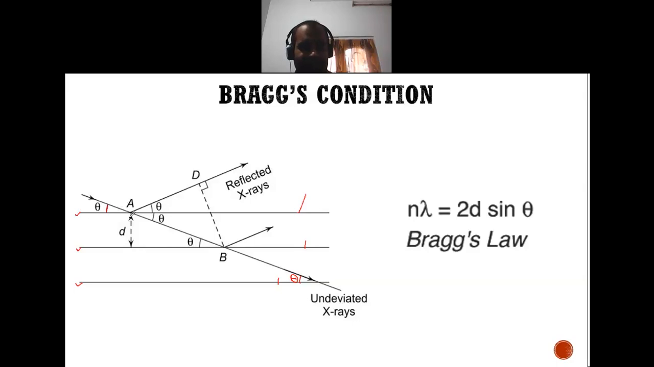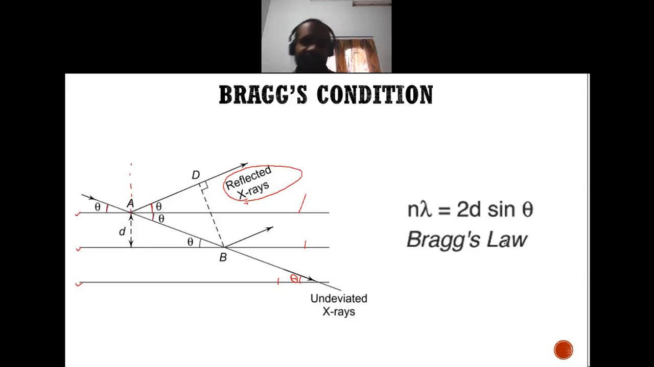Once the X-rays are incident on the plane, they are reflected, as you can see here, the reflected X-rays. The normal is somewhere here, though it is not shown. So this angle and this angle would be equal. Similarly, the opposite angles would be equal.